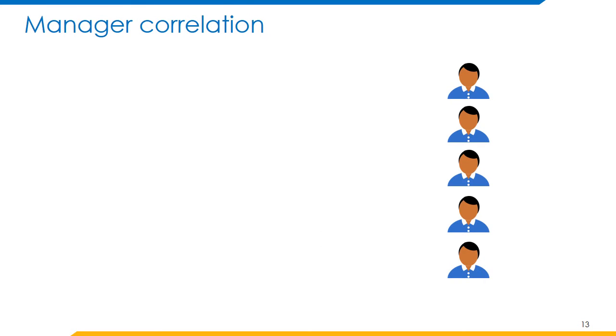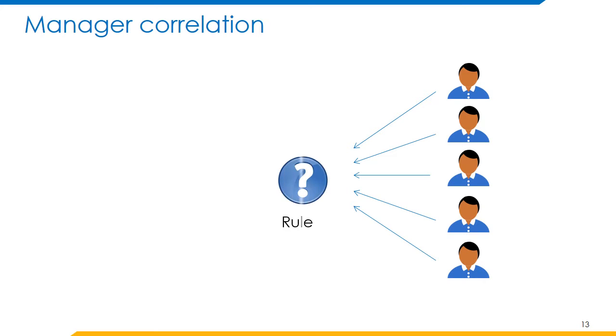Manager correlation rule. Manager is a very important attribute in all identity management solutions. In IdentityIQ, assigning the manager to the identity can be done using a simple correlation configuration, or it can be completed using a manager correlation rule.